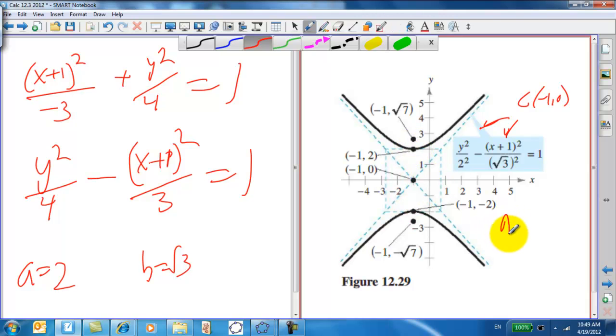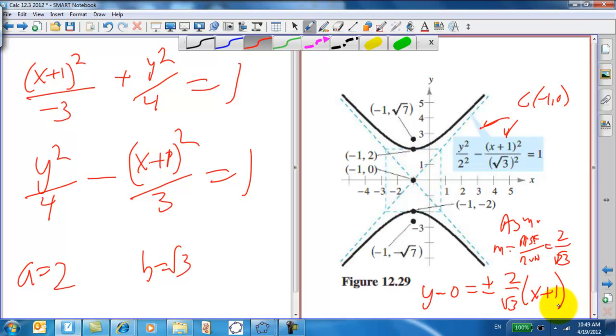So your asymptotes then have a slope of rise over run. Actually, we're running over the square root of 3, and we're rising 2. You can see it right from here. Here's your change in y right there, there's your change in x: 2 over the square root of 3. So the asymptotes will be y minus 0 equals plus or minus 2 over the square root of 3 times x plus 1.